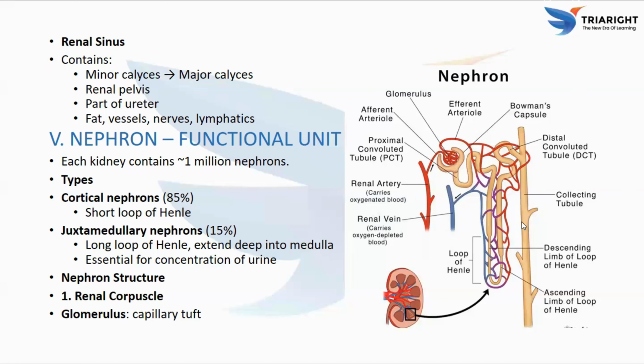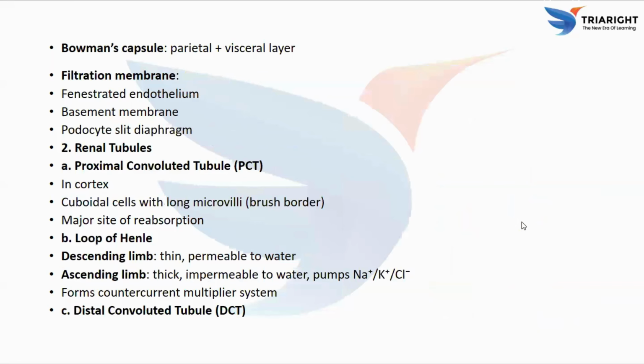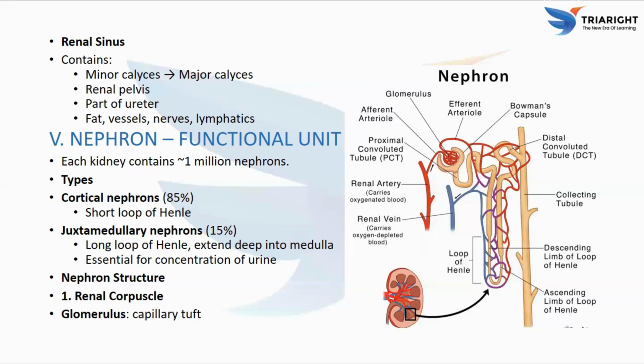Then coming to the tubular system, which is after the filtration. Here in this picture, you can find the PCT and DCT. The PCT is the first tubule after the Bowman's capsule. It reabsorbs 65% of water, glucose, amino acids, and electrolytes. So this is very efficient. It is also called the reabsorption powerhouse.